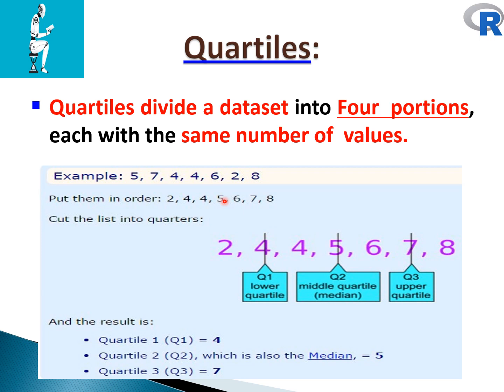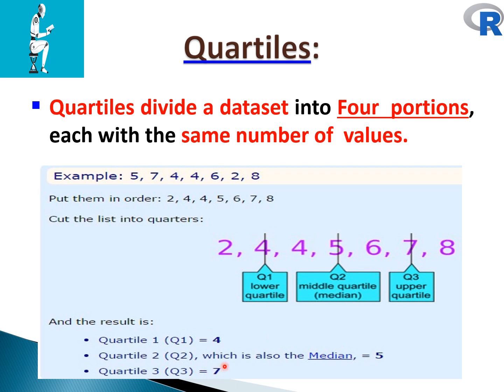Median is termed as quartile 2. So Q2 is 5. Then you check the left hand side of 5: 2, 4, 4. From the left hand side you choose the middle value, that is the second value, which is termed as quartile 1. Then you look at the right hand side of 5, which is 6, 7, 8. Again you choose the middlemost value, which is 7, termed as Q3. So our Q1 is 4, Q2 is 5 and Q3 is 7.